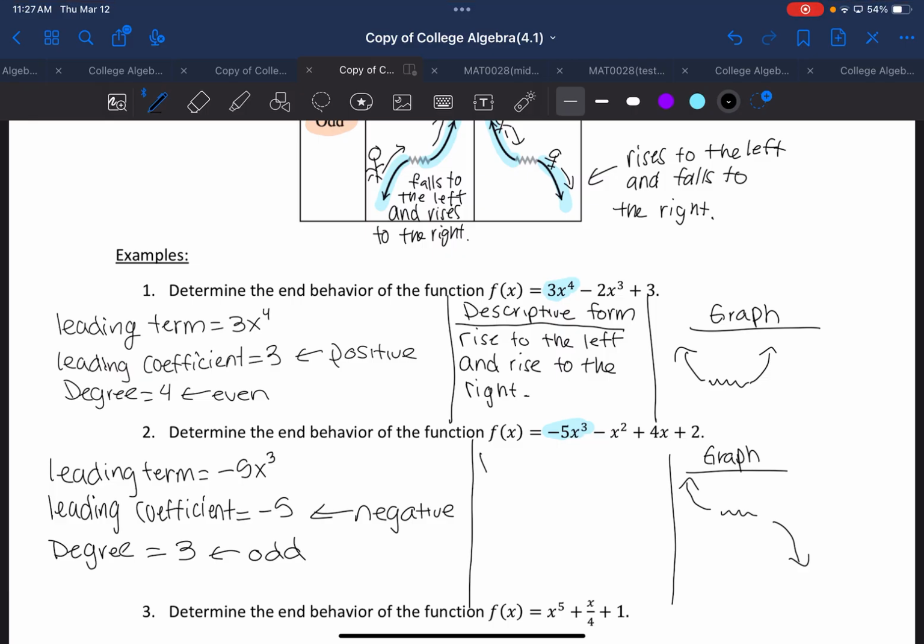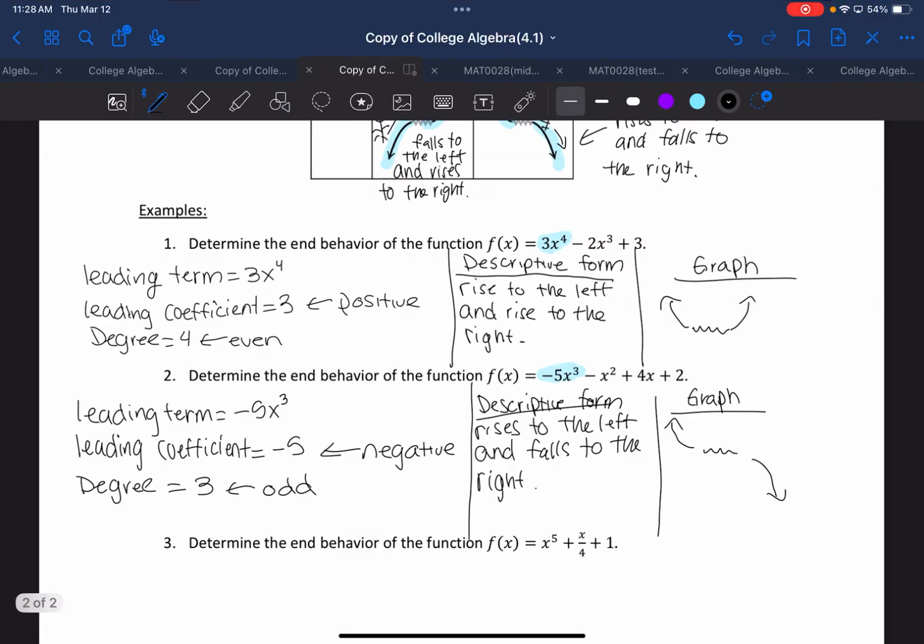So descriptive form, exactly. This one rises to the left and falls to the right. Is that making sense so far? Okay. Personally, I think this is easier than a lot of the stuff we've done so far.